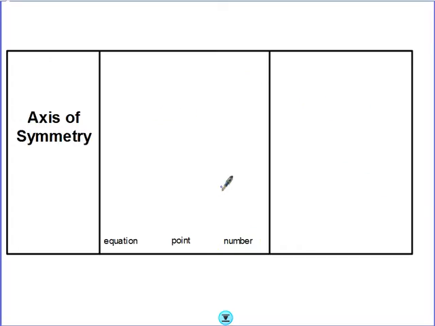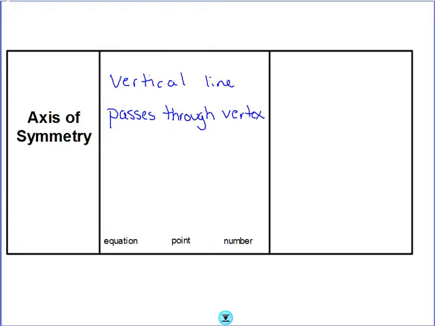Alright, axis of symmetry. It is a vertical line. And that vertical line has to do two things. It has to pass through the vertex, and in doing so, it cuts the parabola in half. So if I have my parabola here, my axis of symmetry goes right through the vertex, and on either side of the axis of symmetry, they would be mirror images. If I could fold my quadratic along the axis of symmetry, these two sides would line up perfectly with each other.